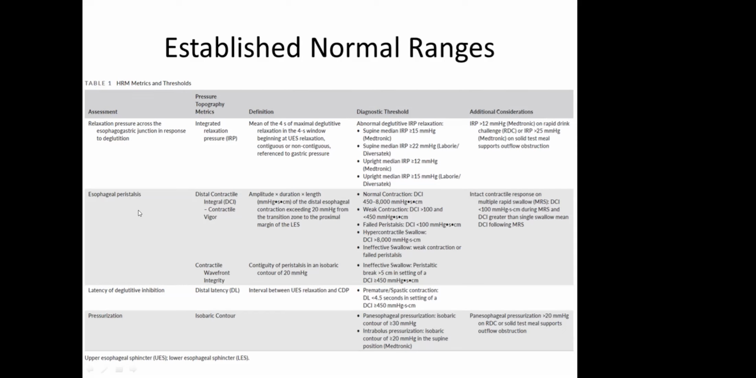Other than that, the other parameters remain the same. DCI normal range remains the same. The definition of weak and failed peristalsis remains the same. Premature or spastic contraction remains the same. Peristaltic break remains the same. Those things are not changed. Even the isobaric contour, the pressurization, 30 millimeter mercury, and also 20 millimeter mercury, remains the same.